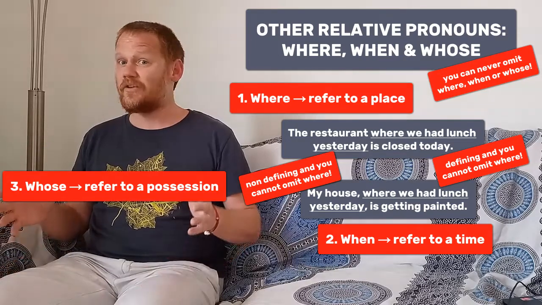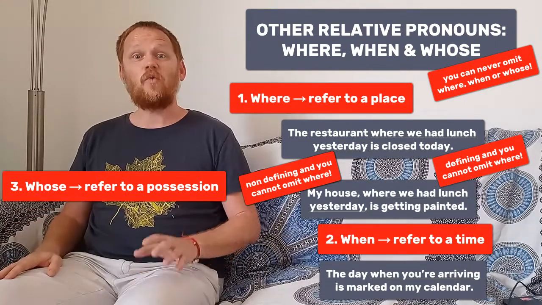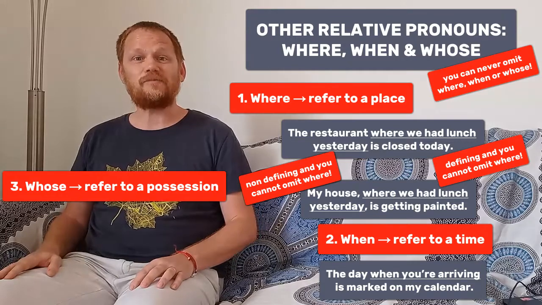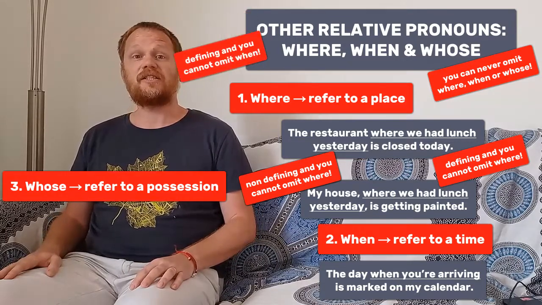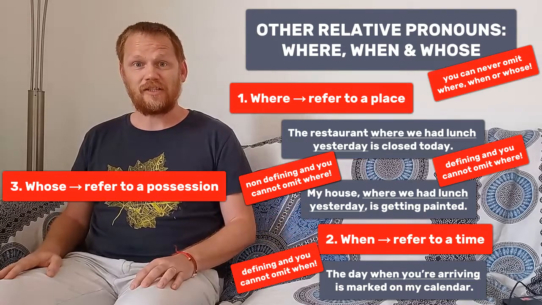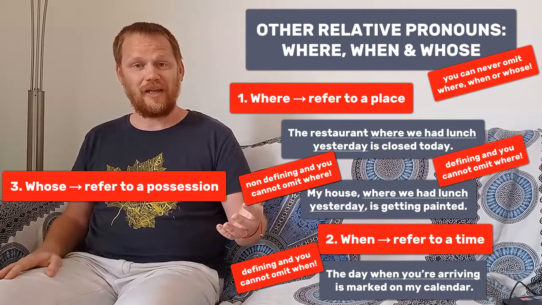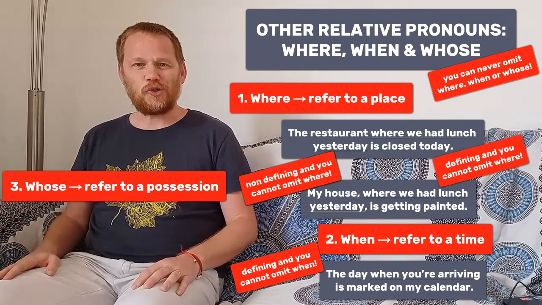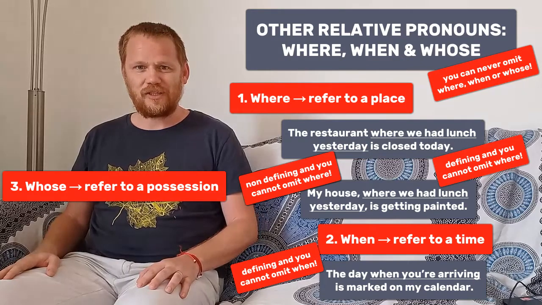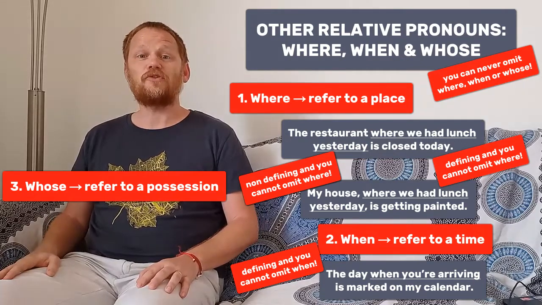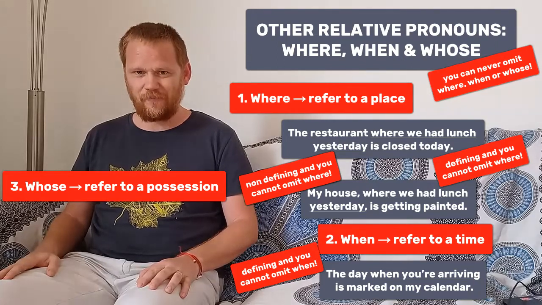Okay. Another example now with when. The day when you're arriving is marked on my calendar. So in this case, this is a defining relative clause, defining the day, okay? And again, we cannot omit the question word when. We need to use it. The day when you're arriving is marked on my calendar, okay?